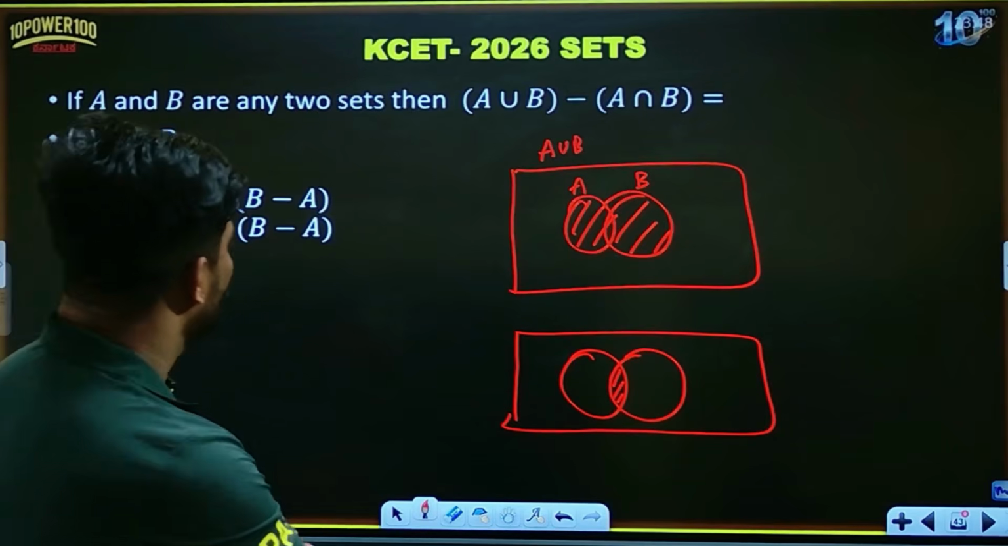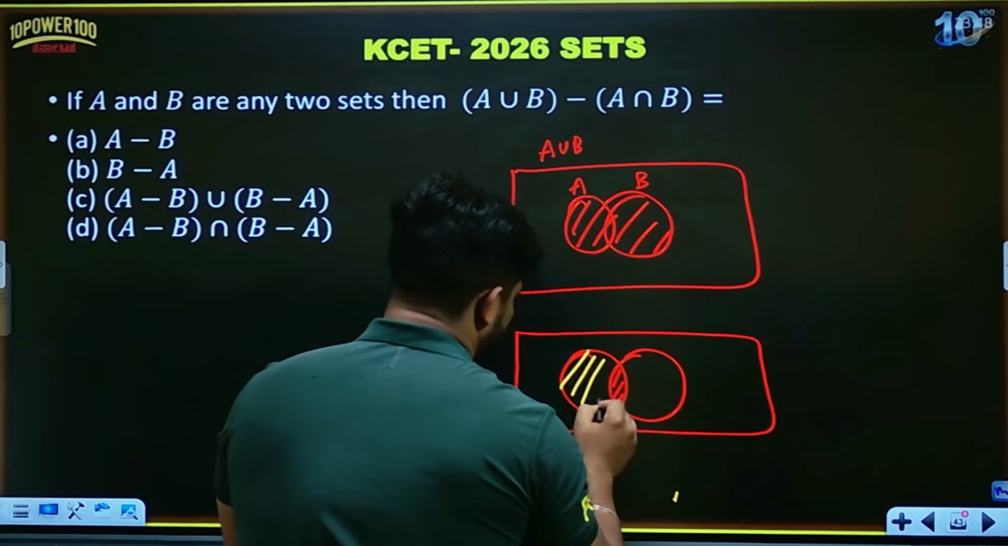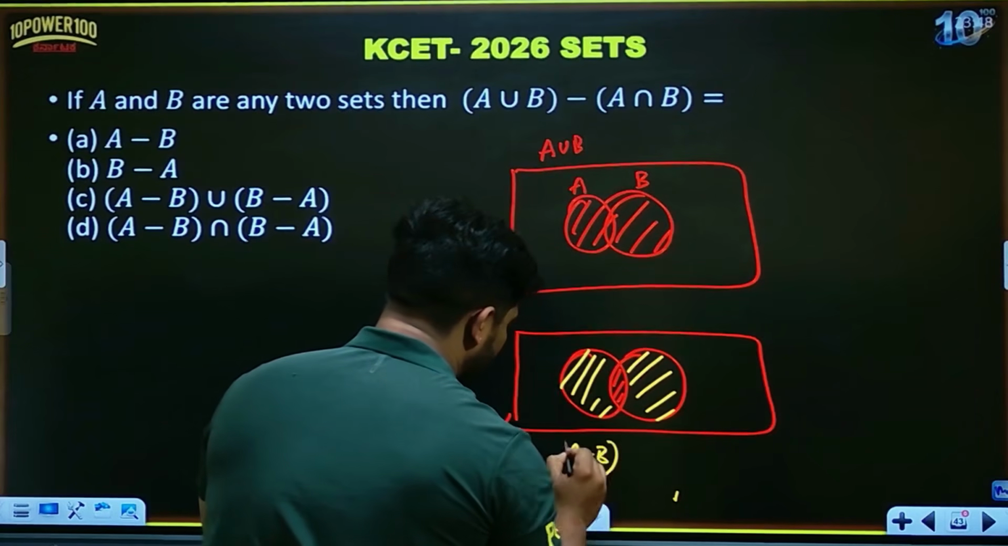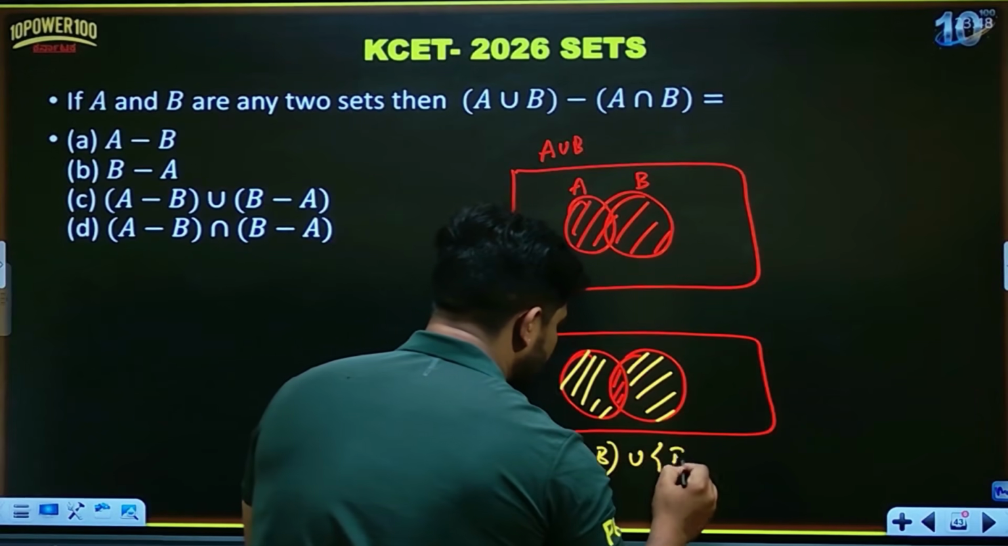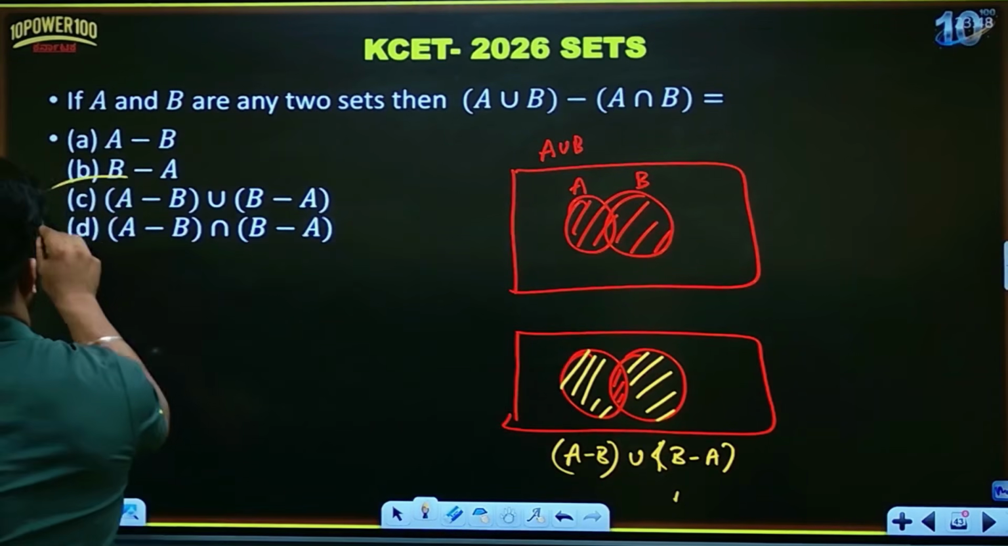If I remove, we get this part, correct? That is A minus B and B minus A. So this is actually A minus B union B minus A. Can I write this as B minus A? So this is actually option C. Option C is the answer.